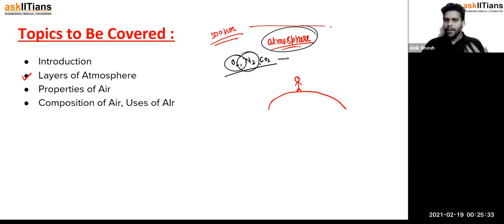We are going to learn all about it, and where the gases live, and what the concentration of gases is in which portion of the atmosphere. We are going to learn about that in detail.